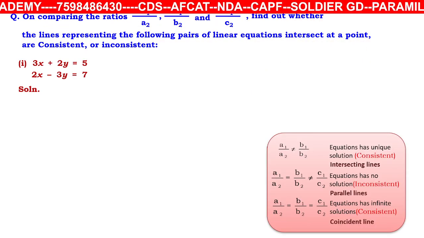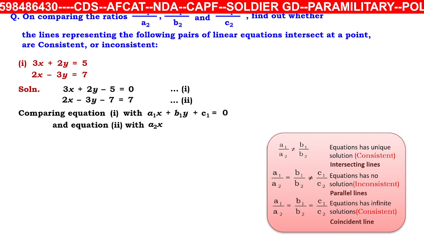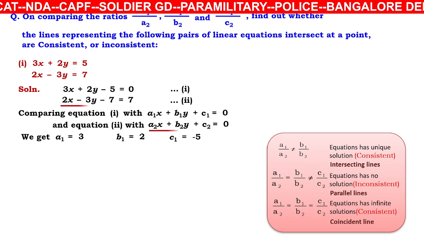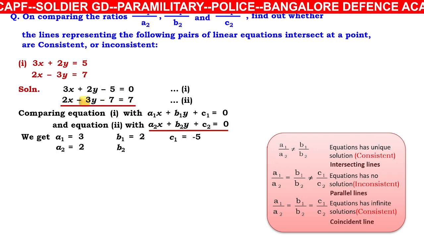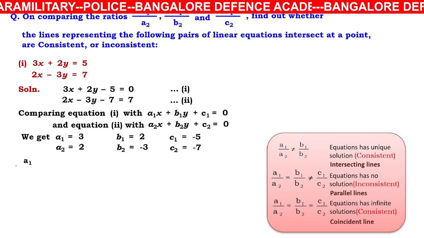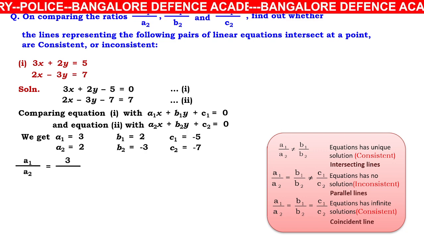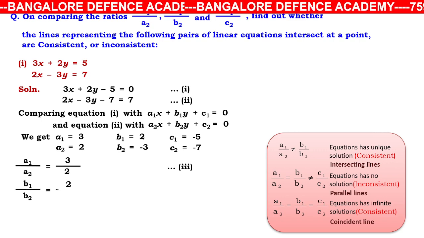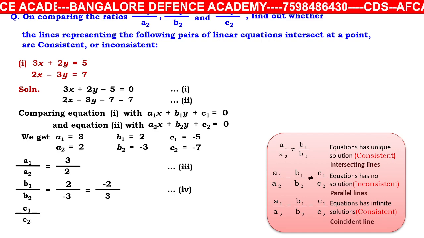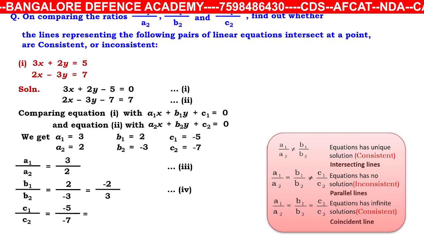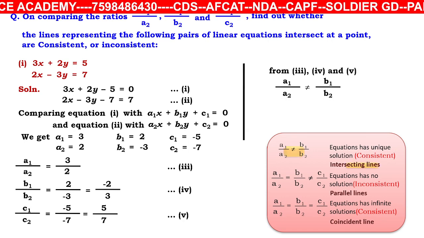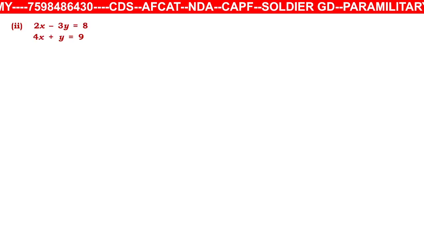Imagine this is the question: 3x plus 2y is equal to 5. Okay, now we have to take a1 is equal to 3, b1 is equal to 2, and c1 is equal to minus 5, a2 is 2, b2 is minus 3, and c2 is minus 7. Okay, so now here you have a1 by a2 is 3 by 2, b1 by b2 is 2 by minus 3, and c1 by c2 is equal to 5 by 7. All three ratios are not equal. That means condition number 1 gets satisfied, so it is an intersecting line. Okay, so it is an intersecting line, so that's easy.